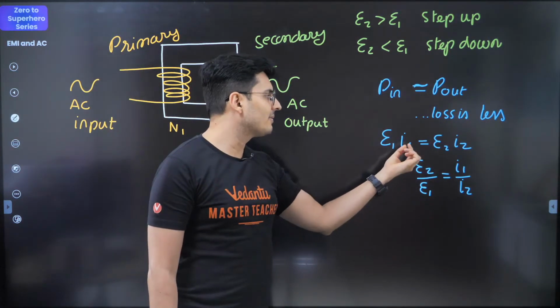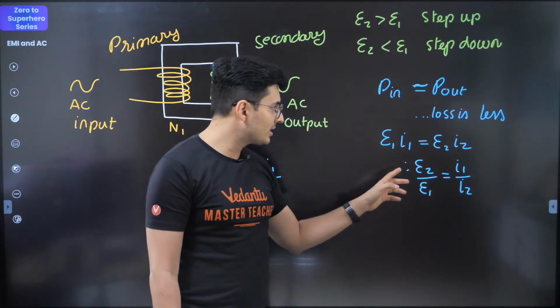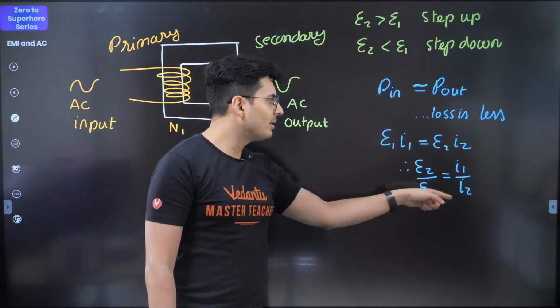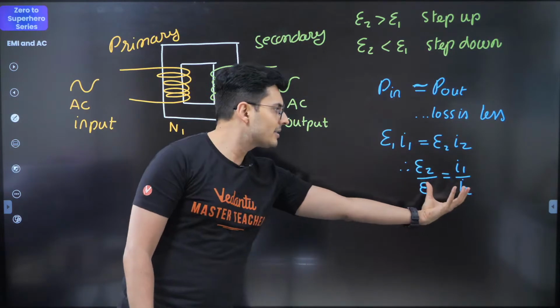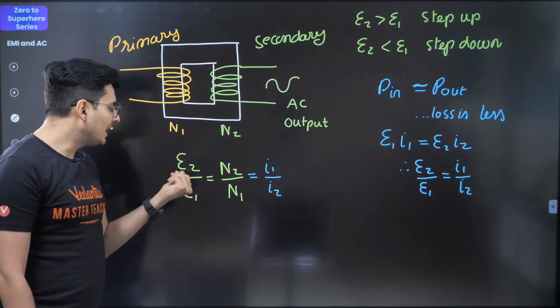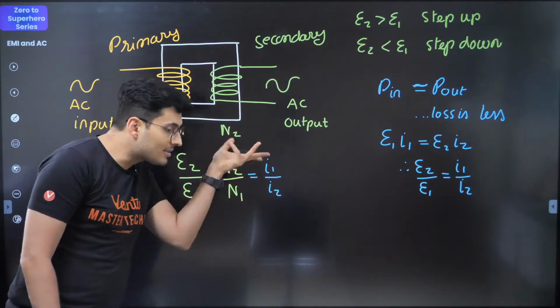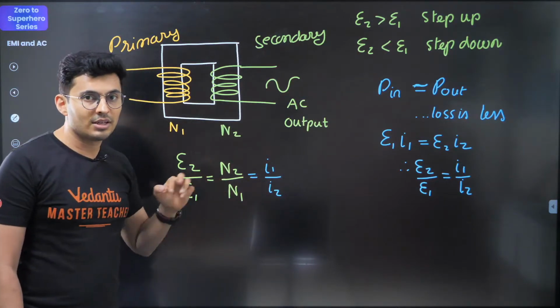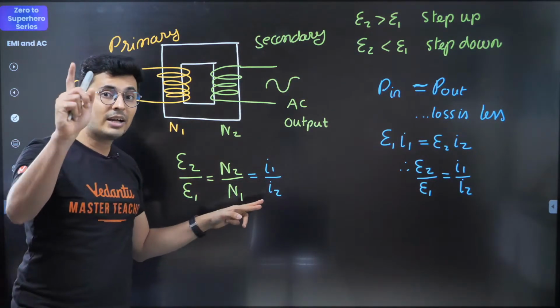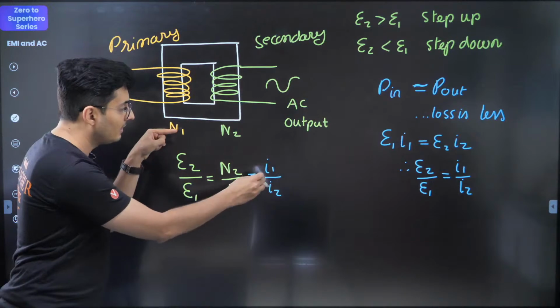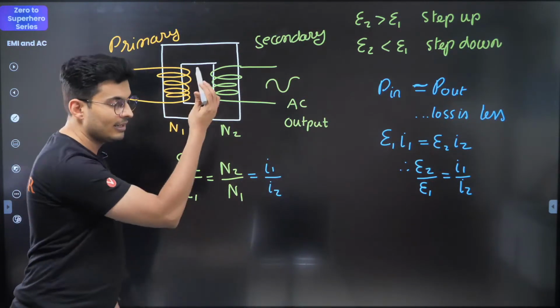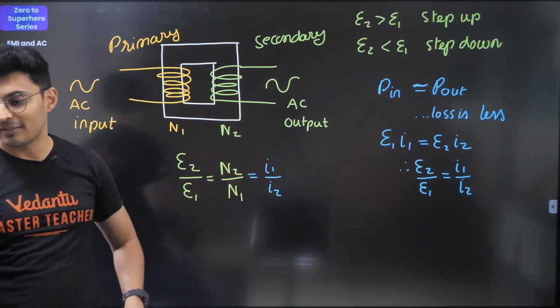So E1 I1 will be E2 I2, because of which E2 by E1 will be I1 by I2, and hence if I put it over here, you will see E2 by E1 will be N2 by N1, but it is I1 by I2. So that's an inverse relationship of current. That's the reason why I told you when voltage increases, current decreases, and when voltage decreases, current increases. That's inversely related.